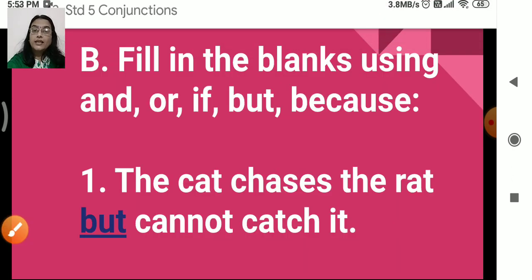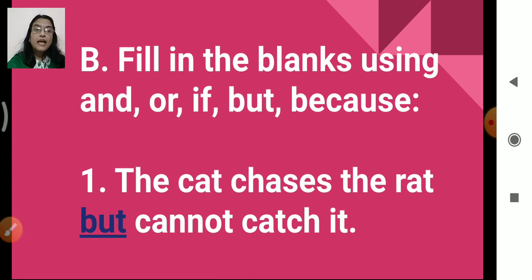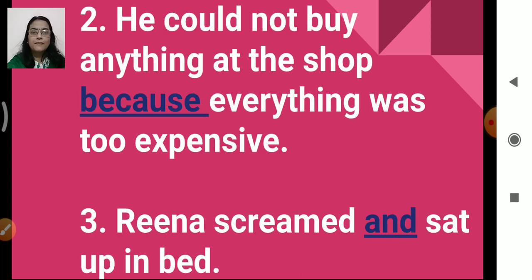Now another exercise. Fill in the blanks using and, or, if, but, because. So these are the conjunctions which are given. We have to just select them according to the sentence. The cat chases the rat, dash, cannot catch it. So the answer is but. The cat chases the rat but cannot catch it.